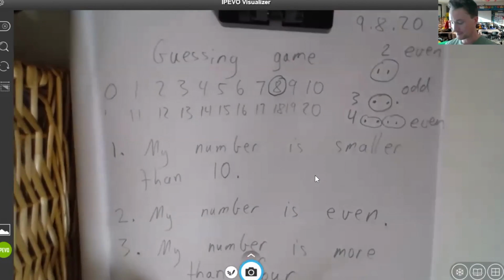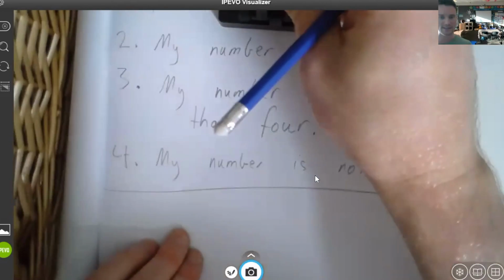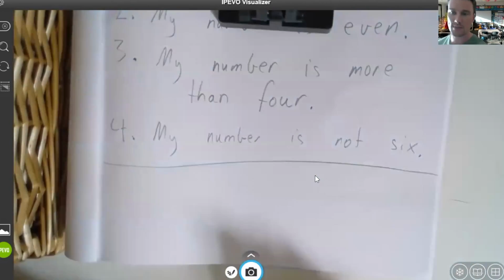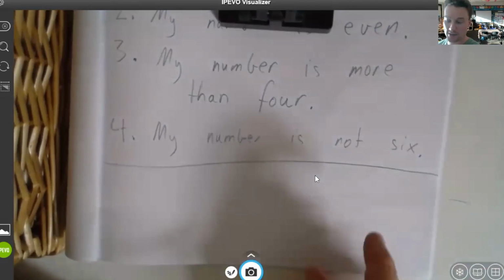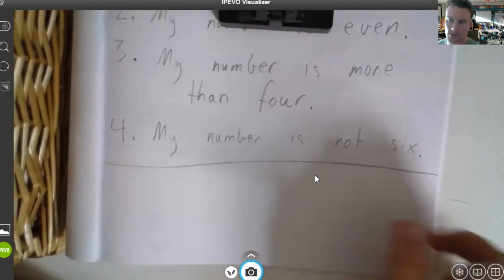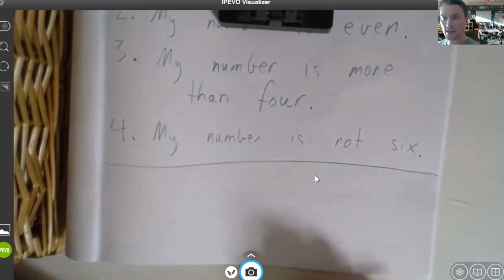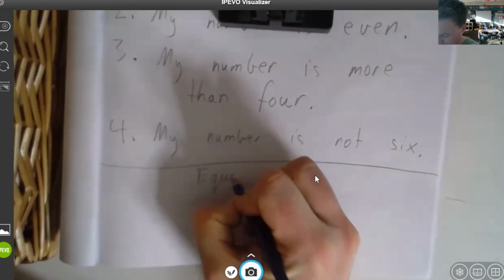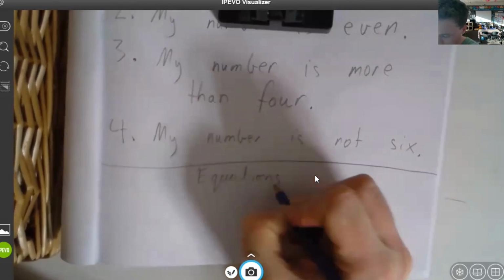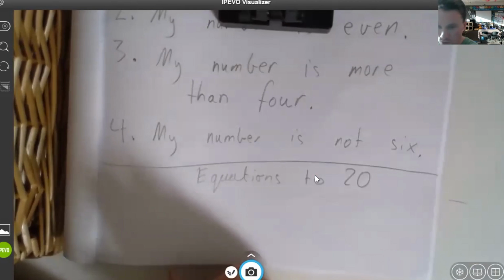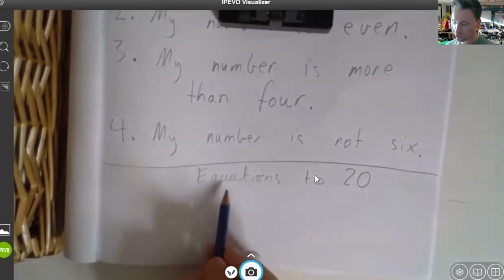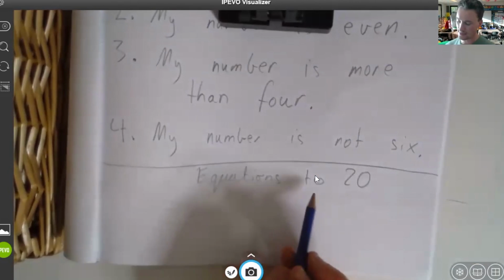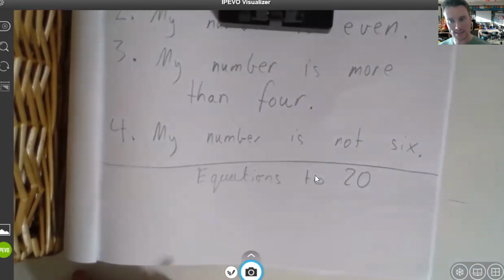The next part is let's do a little bit of a line and let's go to the bottom of the page. Always good to try and use as much paper as you can rather than just using half a page and next page and half a page and next page. So let's say our next one was, let's call it equations to 20, or what that means. So EQUATIONS, equations to 20.